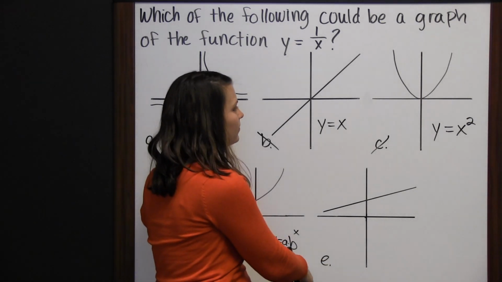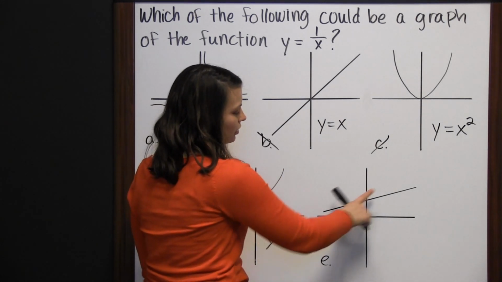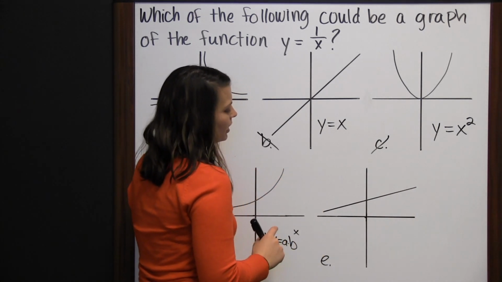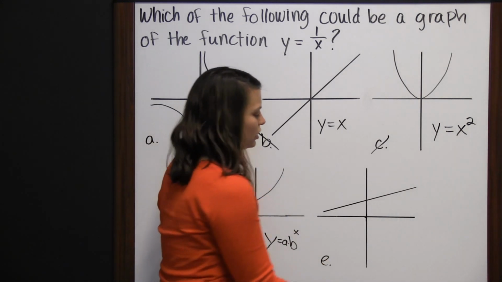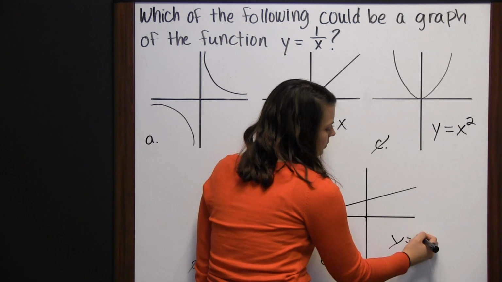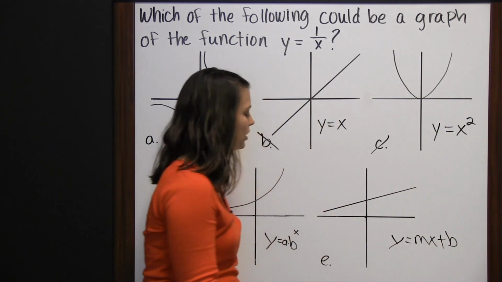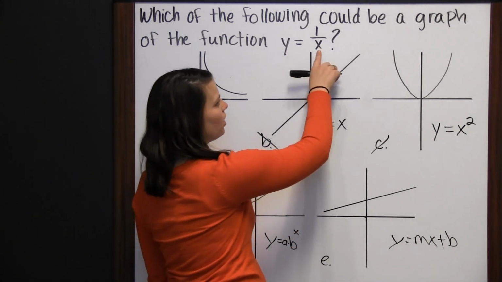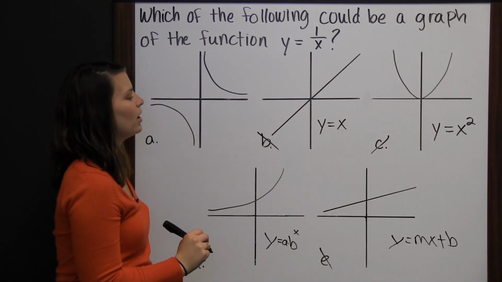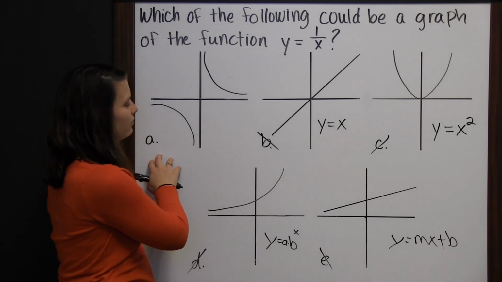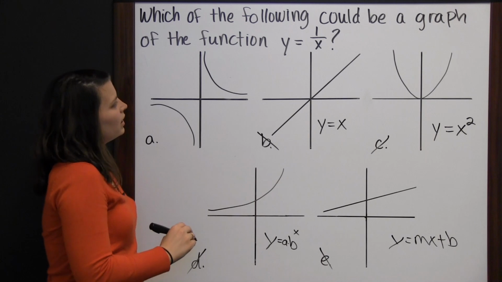And then on E, this is very similar to B. It's another linear function. It graphs a line. And it's not the parent function this time, but it's still a linear function. So it's in this form, y equals mx plus b. So still, with a linear function, our x is not in the denominator like our rational function. So that one's out as well. Which means we're left with A, which is the graph of a rational function.